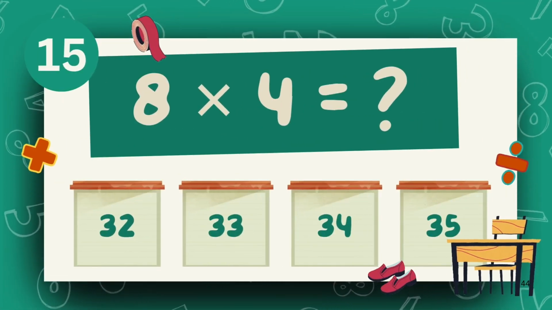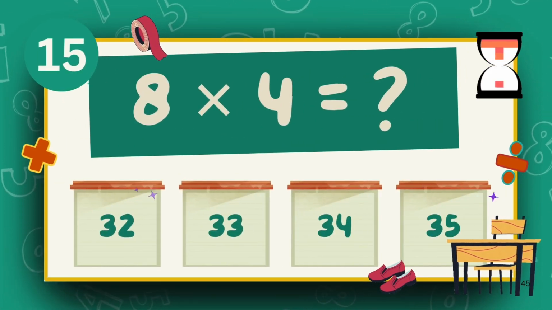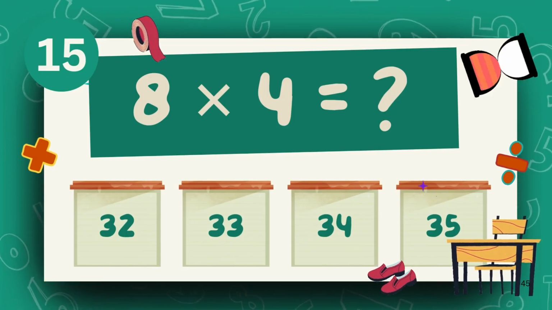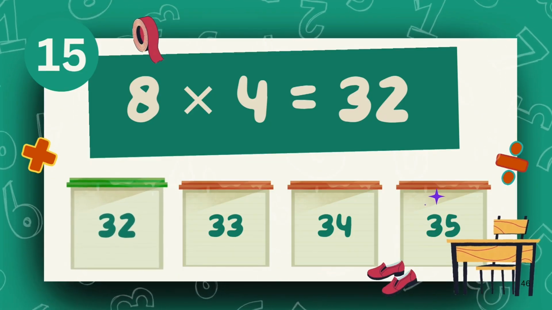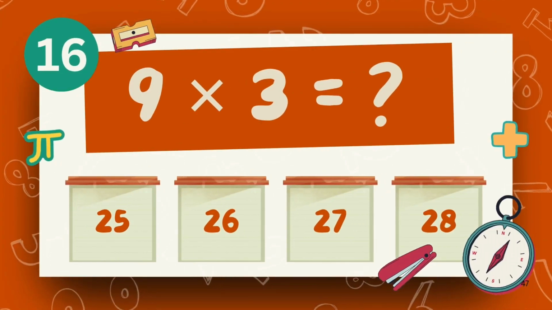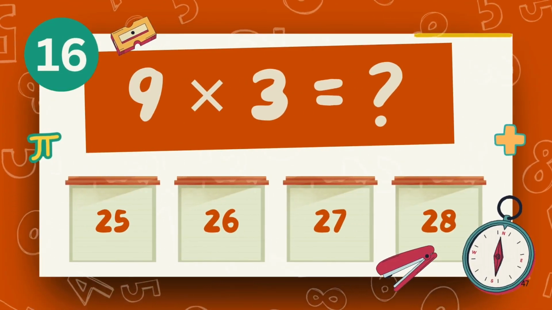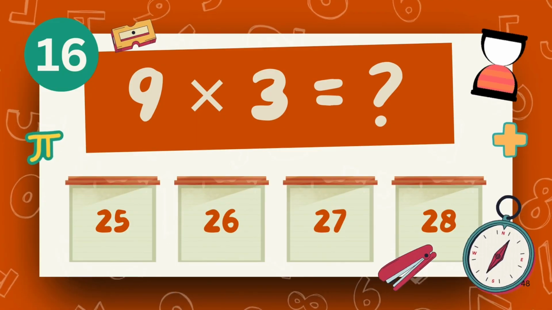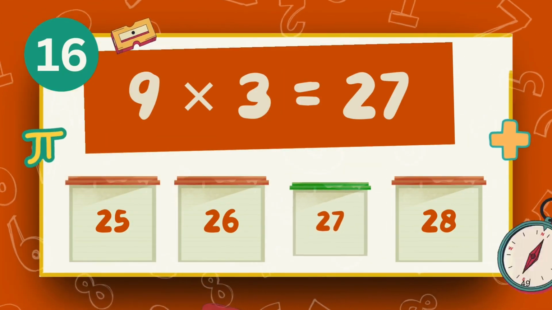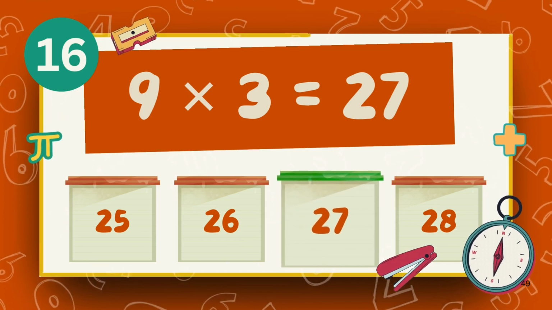What is 8 multiply 4? The answer is 32. What is 9 multiply 3? The answer is 27.